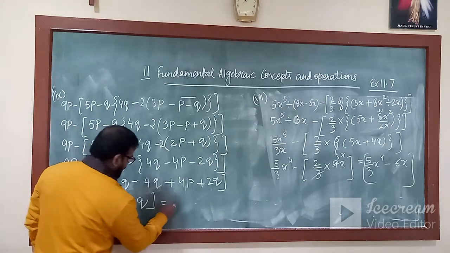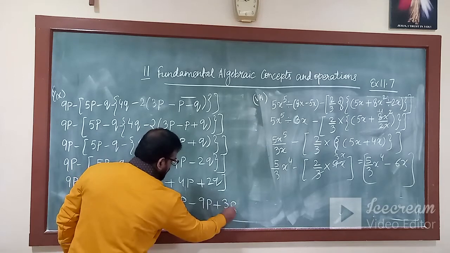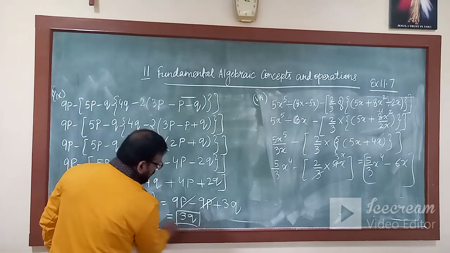So in the end what we will get? 9p minus 9p plus 3q. So this is cancelled. So our answer is 3q.